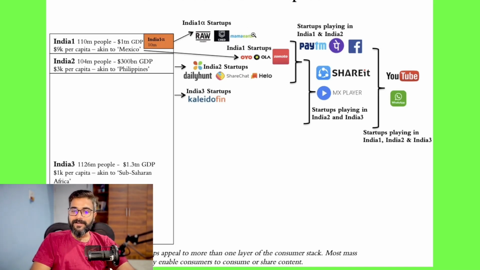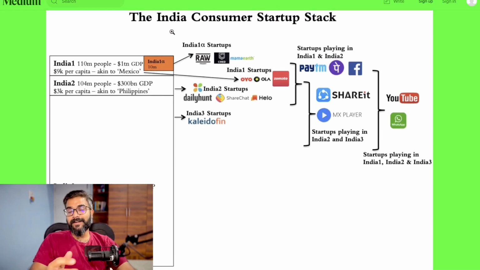And then we got Mama Earth. All of these people target India 1 Alpha, and they make a lot of money there, right? So this India 1 Alpha is the kind of people who have a credit card. They have a good credit score. They buy houses, they buy cars.